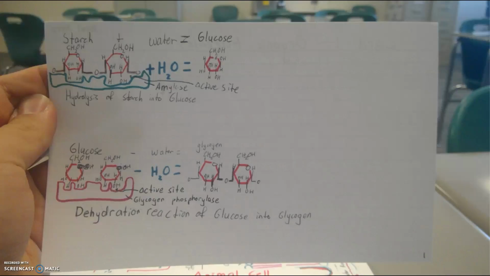The hydrogen from the water attaches to one monomer, while the hydroxyl group attaches to the adjacent monomer. Here, the substrate is starch. The active site is the bond between the two starch monomers, and the enzyme is amylase, which splits the molecule apart.